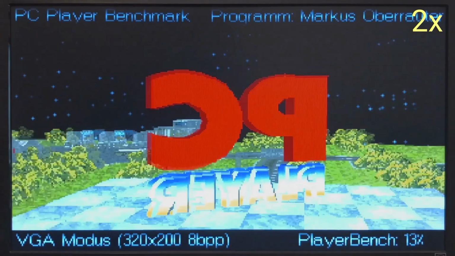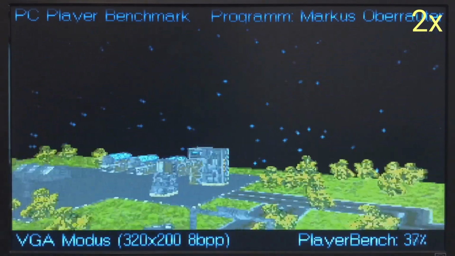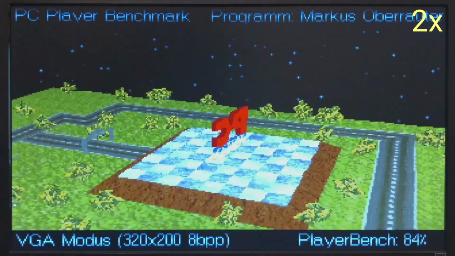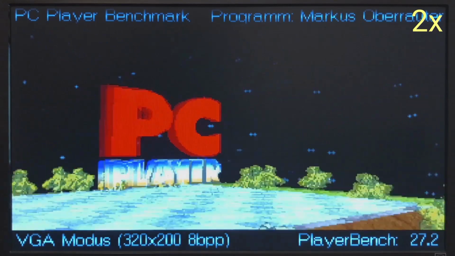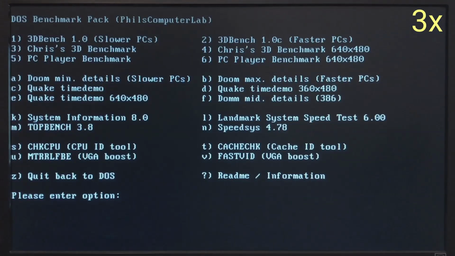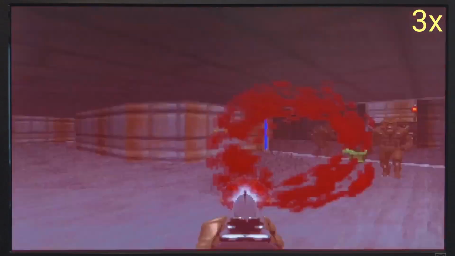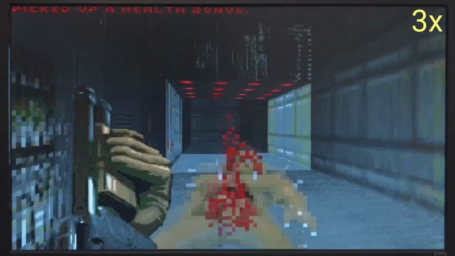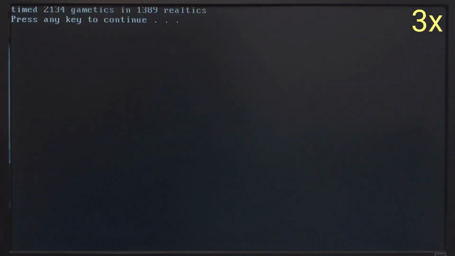Then PC player benchmark with option 5. 27.2. And then of course time for some Doom, full details. And that is 53.8 frames per second. That is actually significantly lower than the 486 machine. And this is the biggest difference of about 25%.